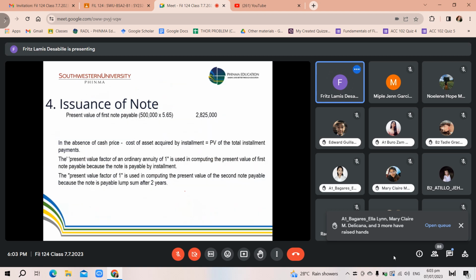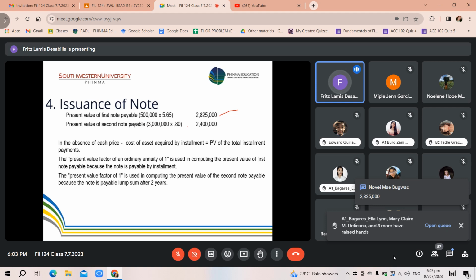So the result: present value of the first note payable, 500,000 times 5.65, the answer is 2.825 million, plus the present value of the second note payable, 3 million times 0.8, that's 2.4 million. Total cost of the machinery is 5.225 million. Just to remind you again, this is in the absence of cash price.